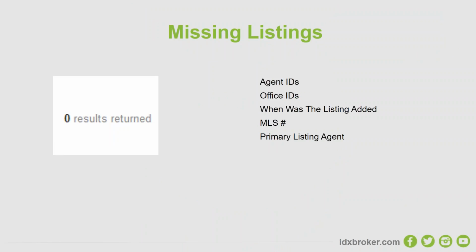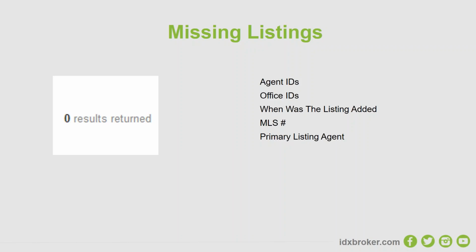So next, we're going to go over missing listings. The way that our software pulls in featured listings from the MLS is through the agent IDs and the office IDs. For every listing, the MLS is going to assign a randomly generated number to that listing, and then also that listing will be attached to an agent ID and an office ID that the MLS also assigns. So we are only able to display featured listings from the primary listing agent and not the co-listing agent.